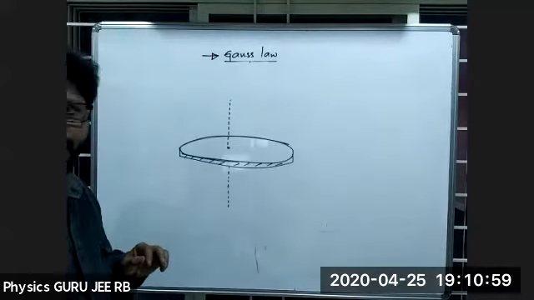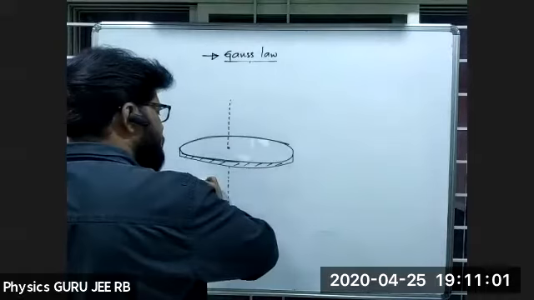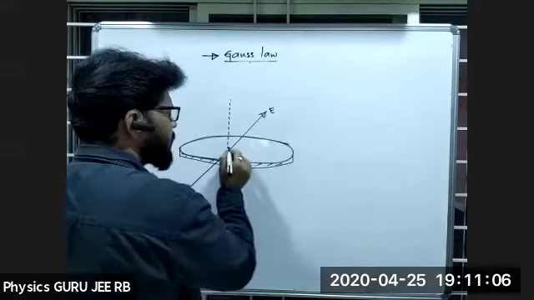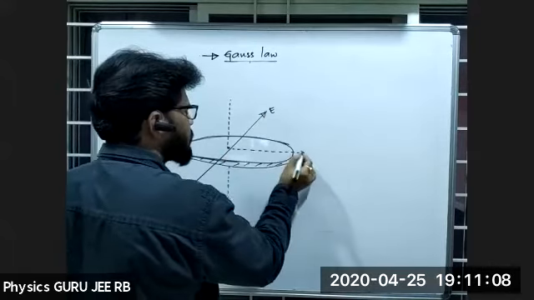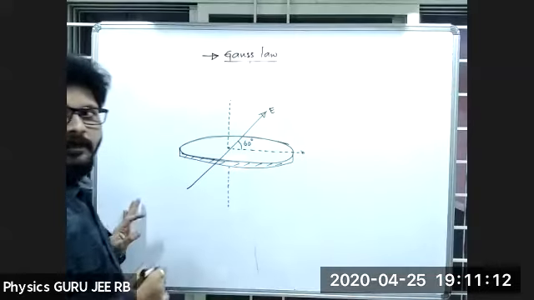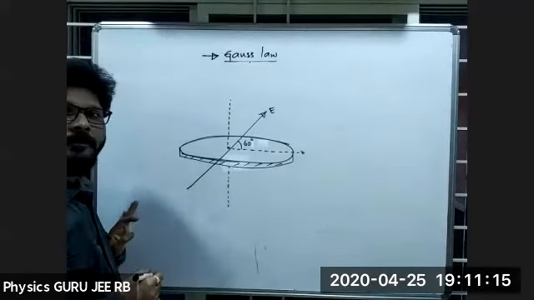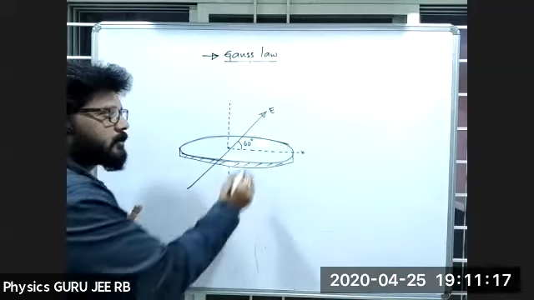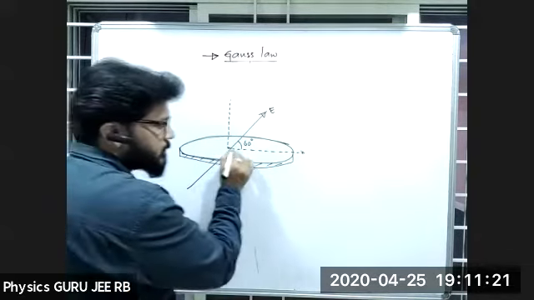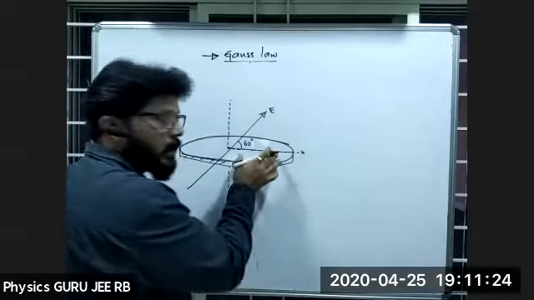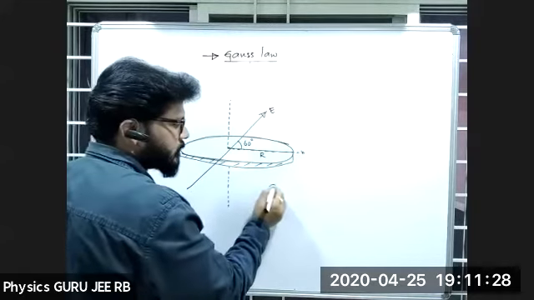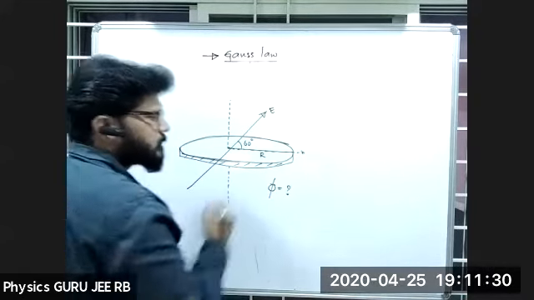Now electric lines are entering like this. This is nothing but electric lines. With respect to this one, this is making an angle of 60 degrees. Now, can you tell me what is the flux linked with it? If E is the field and let me take this distance as R. This is R, and it's 60 degrees. So what is the flux linked with it?